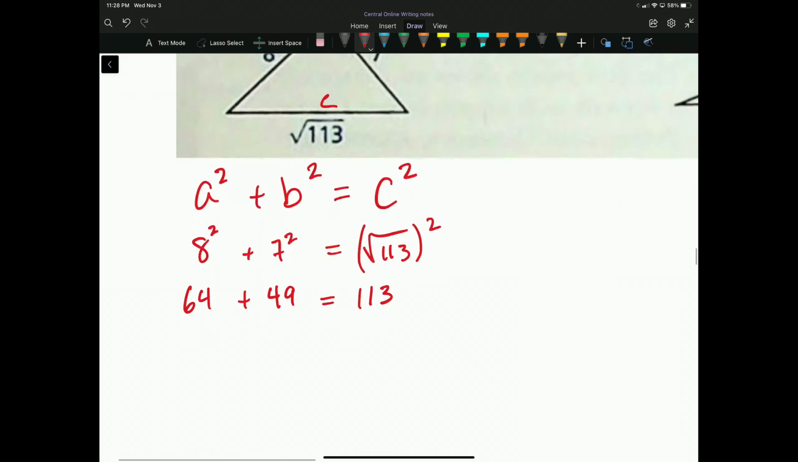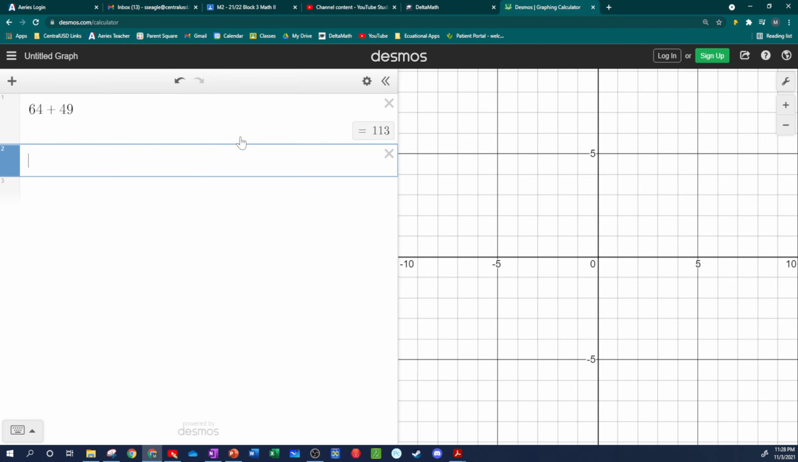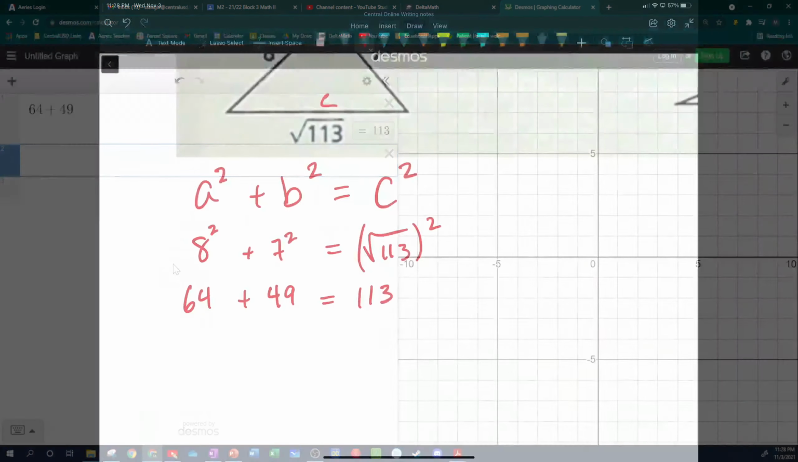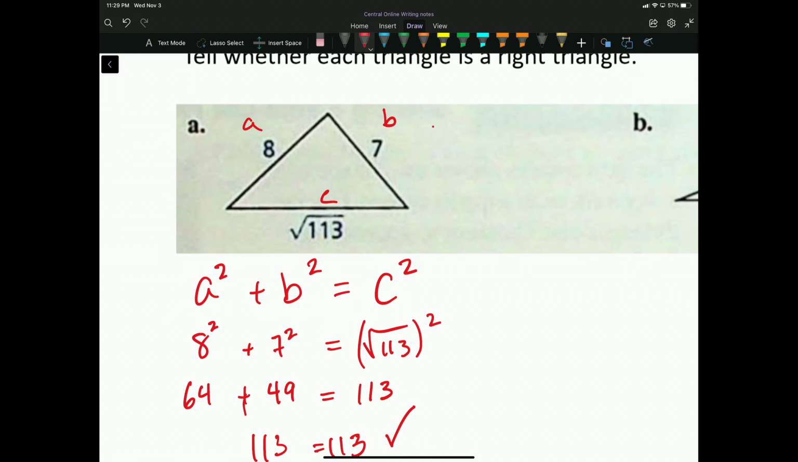All right, so if I add 64 plus 49, I'm going to go ahead and cheat a little bit. I'm going to use Desmos to help us out here. So let's go and switch over screens. All right, so we got 64 plus 49. It's 113. So I have 113 equals 113, which is a true statement. So yes, this is a right triangle. So we'd write yes, right triangle.